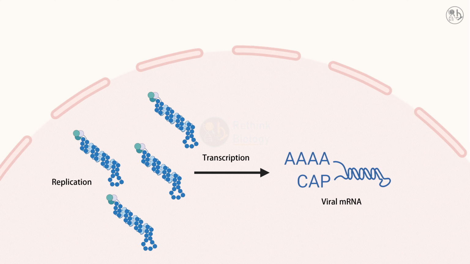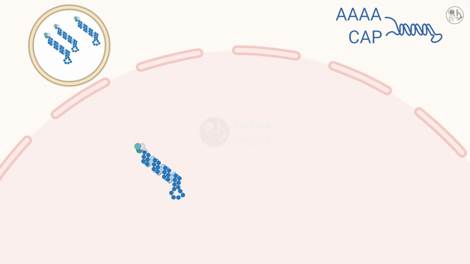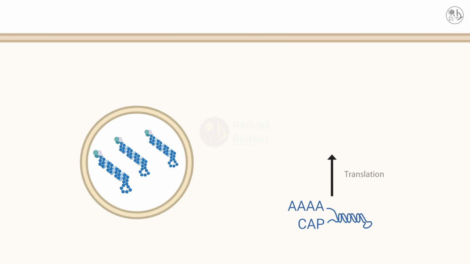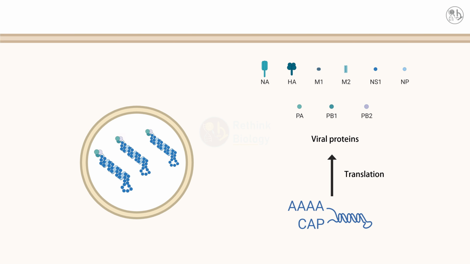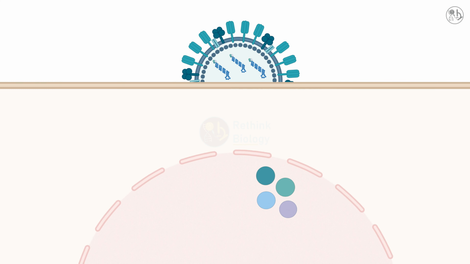Newly synthesized vRNPs are then exported back to the cytoplasm alongside the viral mRNA. Viral mRNA is translated into viral proteins in the cytoplasm. These proteins are assembled into new virions together with the newly synthesized vRNPs. Newly synthesized viral polymerases PB1, PB2 and PA, and viral NP, are imported to the nucleus to further increase the rate of viral RNA synthesis.